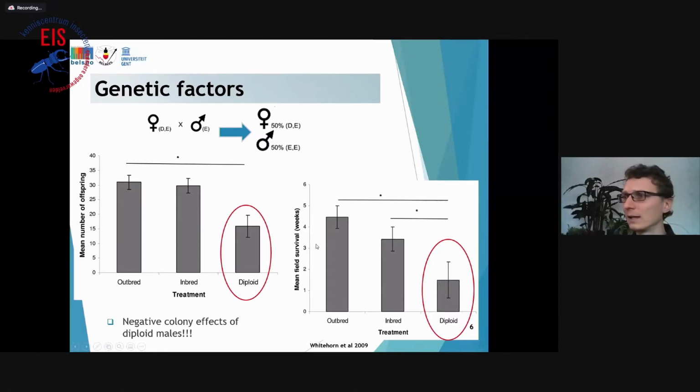These negative effects of diploid males can be seen in these two graphs here, in which you can see the outbred colonies, the inbred colonies without the formation of diploid males, and colonies with the formation of diploid males. Here it can be seen that there is a high fitness cost, so the number of offspring is much lower in these diploid-producing colonies, and also the mean colony survival is much lower. So small populations which show a chance of inbreeding will have a high number of homozygotes for different loci, further lowering the genetic diversity and producing diploid males, and these populations come into a so-called extinction vortex.